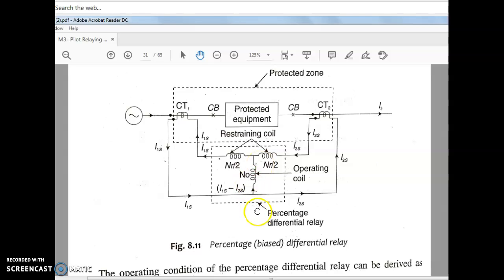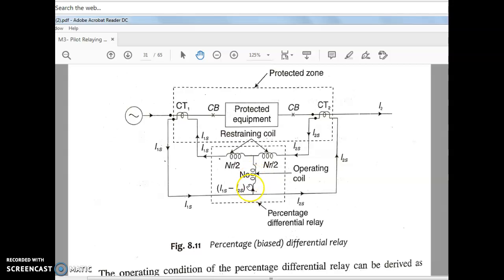The operating coil has NO number of turns, where O means operating coil. It is connected in the spill path, that is the difference path, so it receives the differential current from this CT and that CT. This CT secondary current is I1S and here the current is I2S. Whatever difference there is between I1S and I2S, that difference current flows through the operating coil.